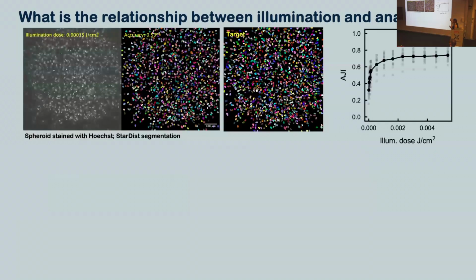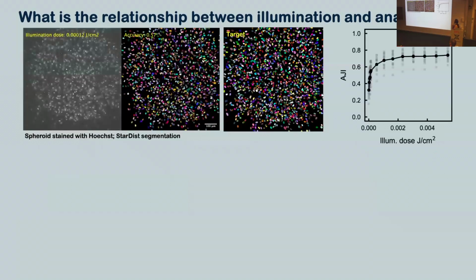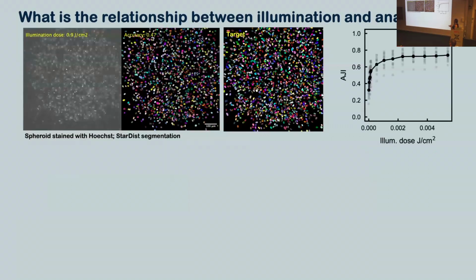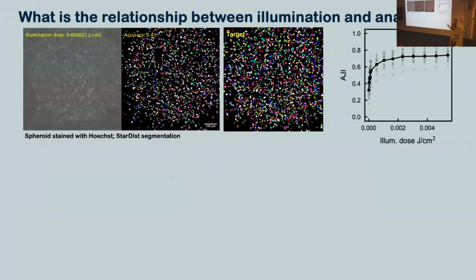But the x-axis, I do know my x and y-axes. I did do high school maths. And on the y-axis, we've got this quantity called the AJI, the aggregated Jaccard index, which is basically just the measure of how accurate the segmentation is.